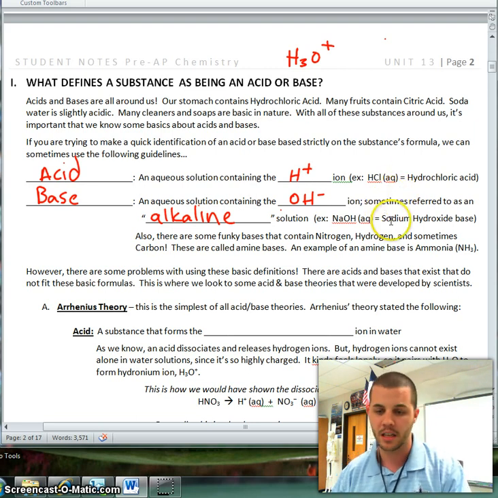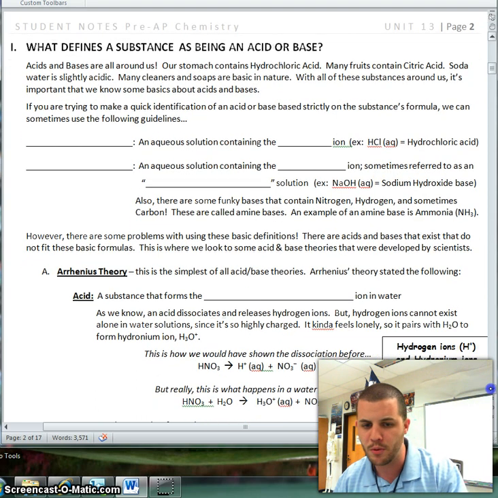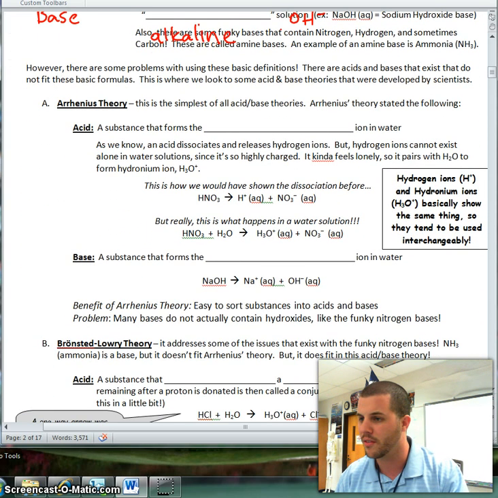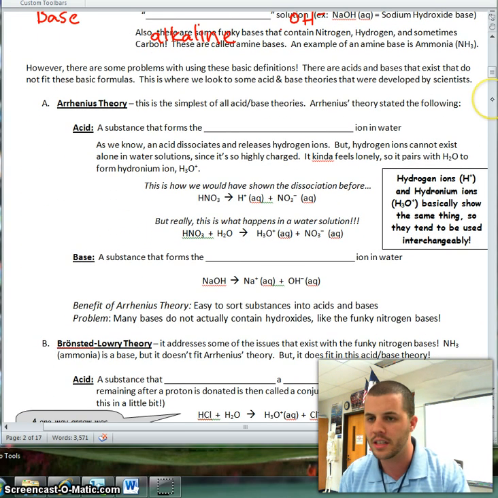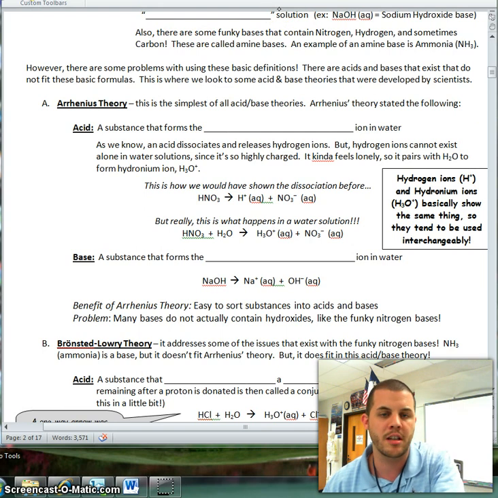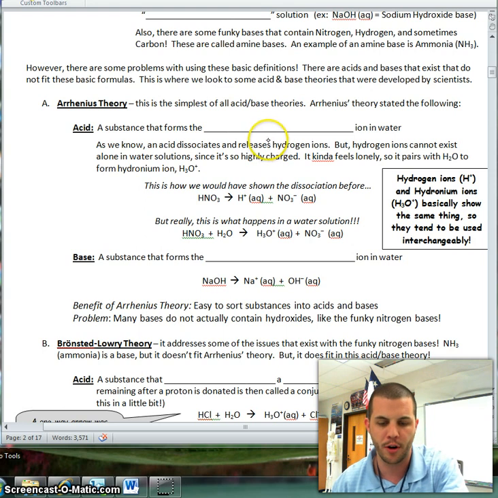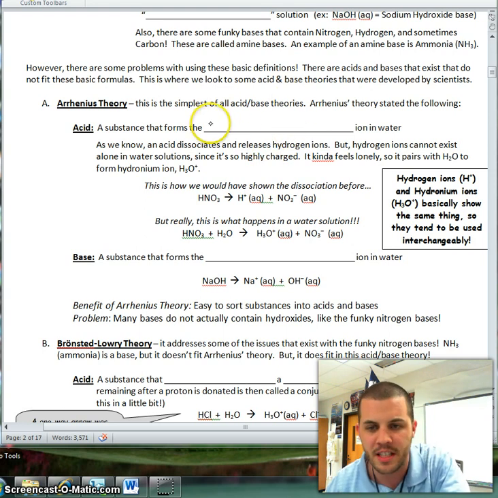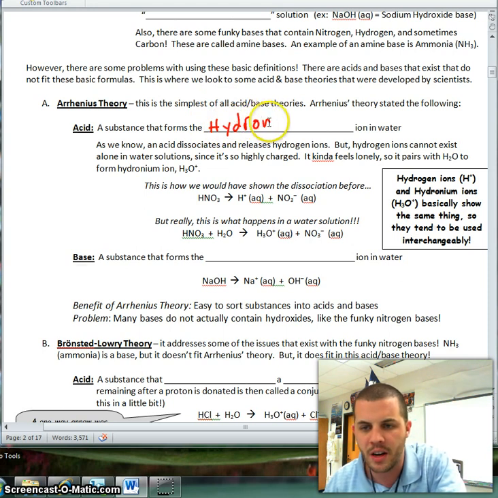So this is more just saying that this is alkaline. It is a base. We want to take a look at a few different people in terms of their theories and see what some different scientists said about being an acid or a base. The first person we're going to look at is Arrhenius. Arrhenius had the most simple idea of what it means to be an acid or a base. Basically, Arrhenius said that an acid is any substance that forms the hydronium ion in water.